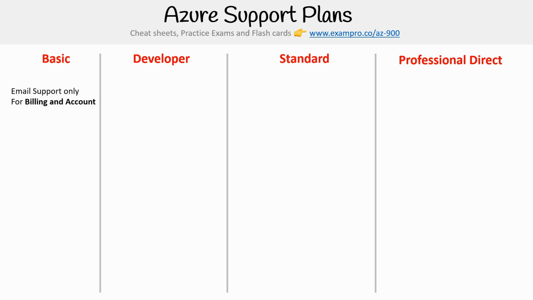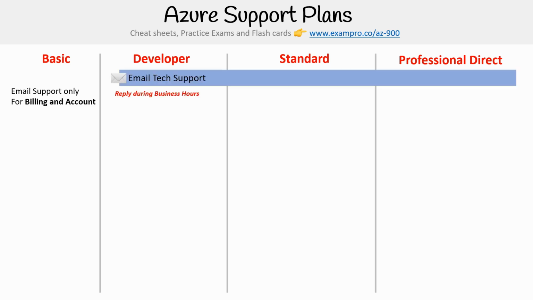Now, for Developer, Standard, and Professional Direct, you get tech support, and you get email tech support for all levels. And generally, if we're talking just for Developer, they're only going to reply during the business hours. But if you had Standard or Professional Direct, they have people answering emails 24/7 around the clock. I think the general response time for email support, no matter what level it is, is about 24 hours. But it's just going to vary.